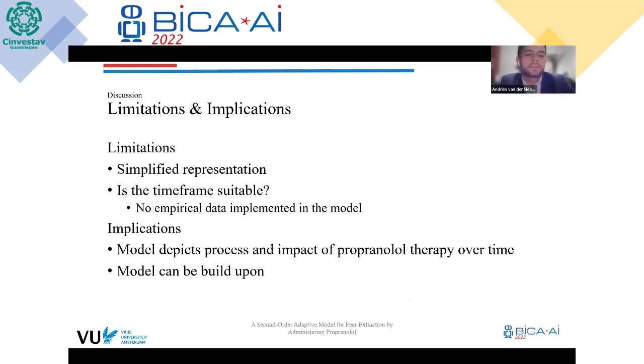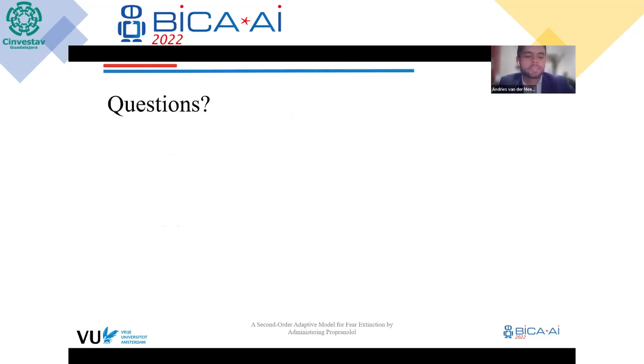Now, the limitation of this model is that it is a relatively simplified representation of fear extinction learning and the administering of propranolol. For example, you could also include the beta adrenal receptors, and also the time frame, is it really suitable, as in there's no empirical data implemented in the model with regard to the time frame. But nevertheless, the model does depict the process and impact of propranolol therapy over time, and it can be built upon. So I'm now just wondering whether there are any questions about the presentation.